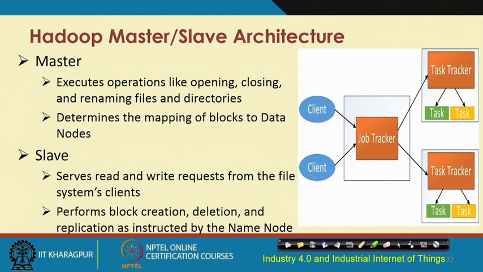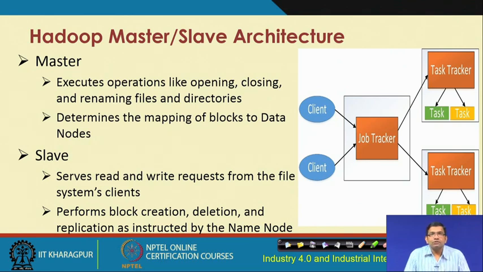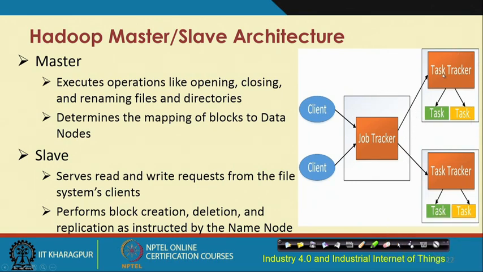So, basically it is a master-slave architecture, where the master executes operations like opening, closing, and renaming files and directories, and determines the mapping of the blocks to the data nodes. Slaves are the ones which serve read and write requests from the file system clients and perform block creation, deletion, replication, and so on. The name node becomes the master node, and these are the slave nodes, which get the different tasks from the job tracker to be executed at each data node. The task tracker, after completion of the task or in between, updates the status to the job tracker. So, this is the master, and these are your different slaves.